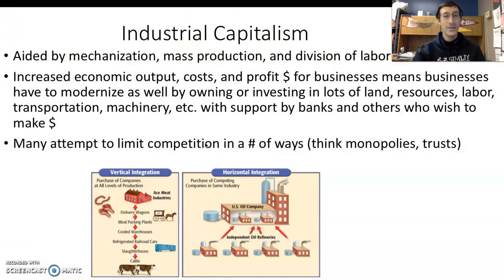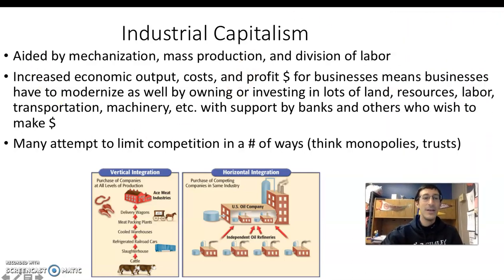So that also leads to what we call industrial capitalism. This is more of a review from U.S. history, when we talked about the idea of essentially, we need more money to invest to make these massive factories to produce all these goods. So that comes with a lot of capital, a lot of land, a lot of investment. And that gets supported by banks and governments. And so unfortunately, what we end up seeing is the limiting of competition. So monopolies, trusts, things of that nature.